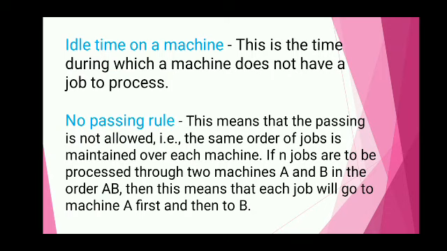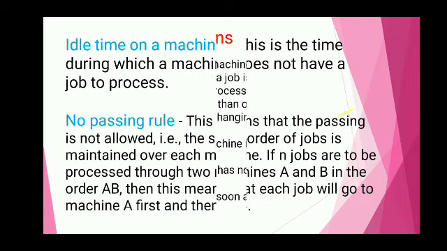Idle time on machine: this is the time during which the machine does not have a job to process. No passing rule: this means that passing is not allowed, that is, the same order of jobs is maintained over each machine. If n jobs are to be processed through 2 machines A and B in the order AB, then this means that each job will go to machine A first and then to B.